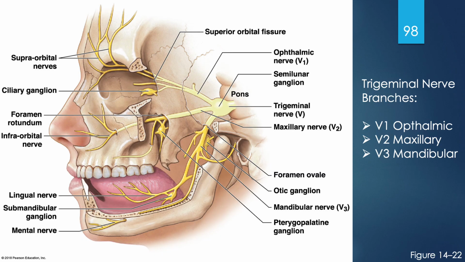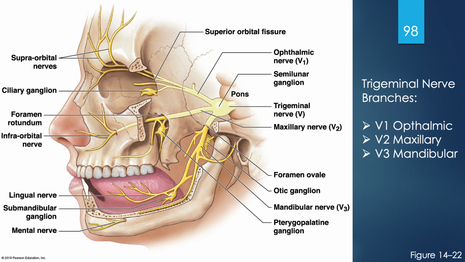Before we discuss the trigeminal nerve in more detail, I wanted you to have a moment to take a look at figure 14.22 from your text to see how the trigeminal nerve branches out. So you can see that we have that semilunar ganglion, which is the large rounded area in the trigeminal nerve. And then that branches off to three different areas: the ophthalmic, maxillary, and mandibular. And it's exactly what you think.